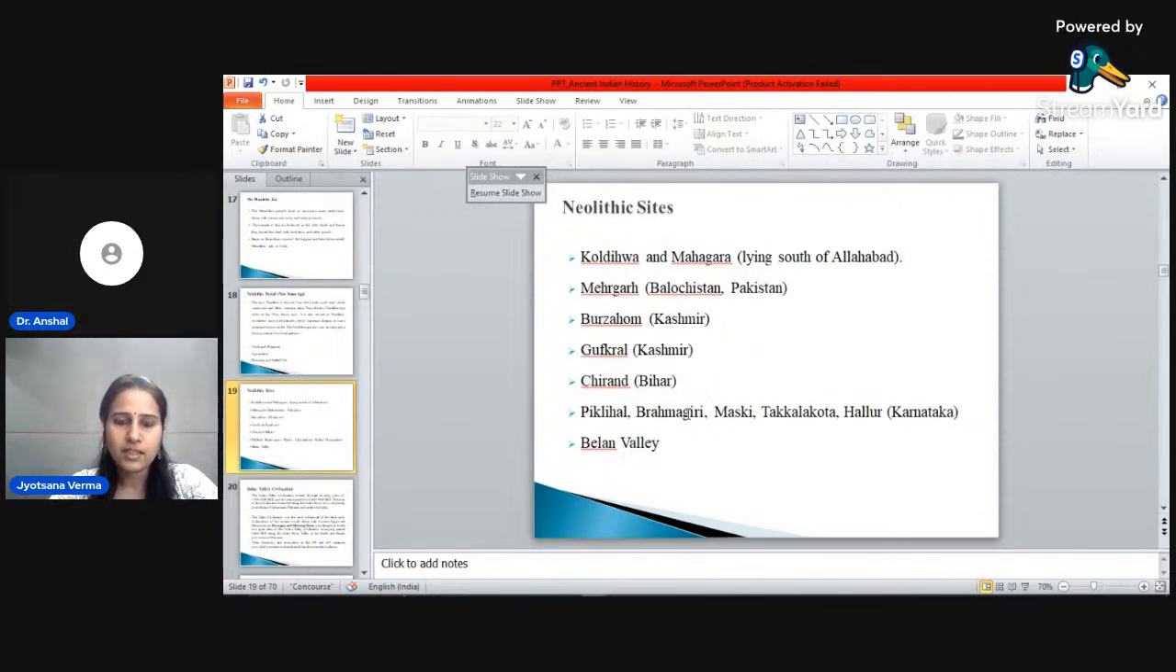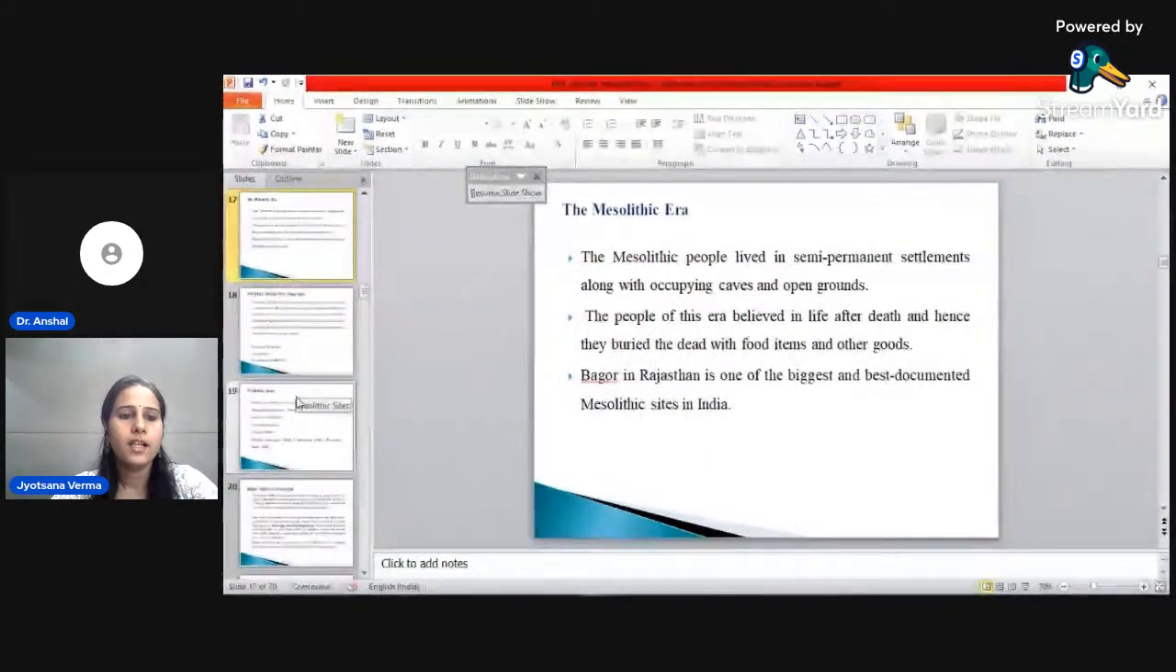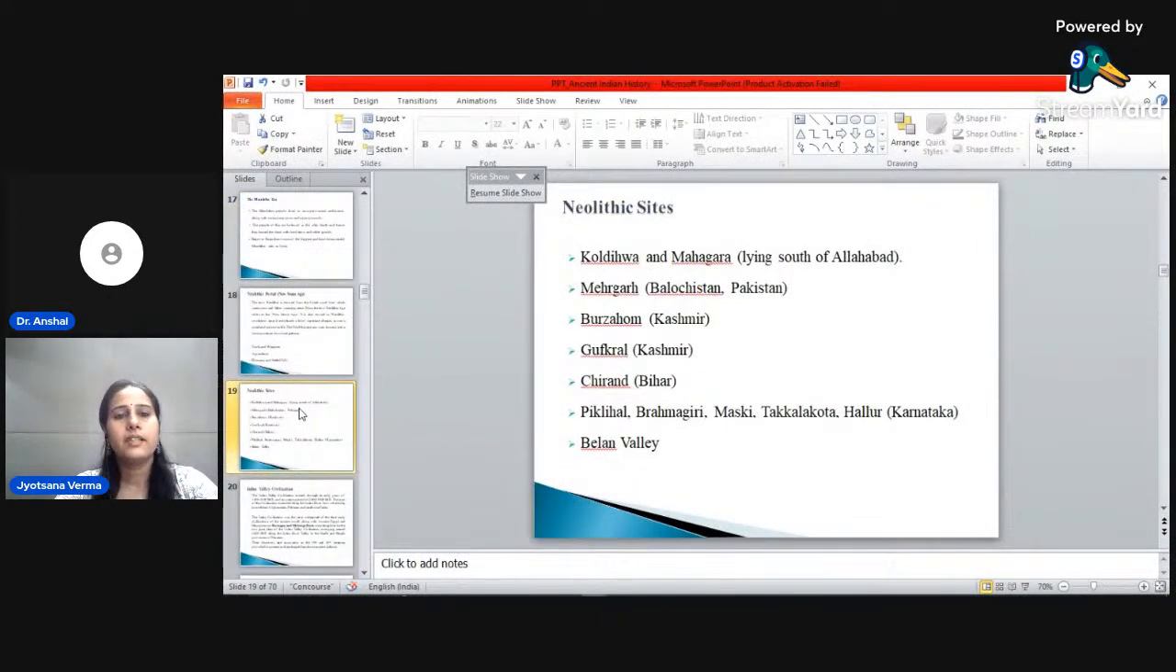And some South Indian sites like Piklihal, Brahmagiri, Maski, Hallur. These are located in Karnataka. And Velan Valley is also an important site of the Neolithic period. So this is about the Stone Age, in which we have covered three periods of the Stone Age: Paleolithic Age, Mesolithic Age and Neolithic Age.